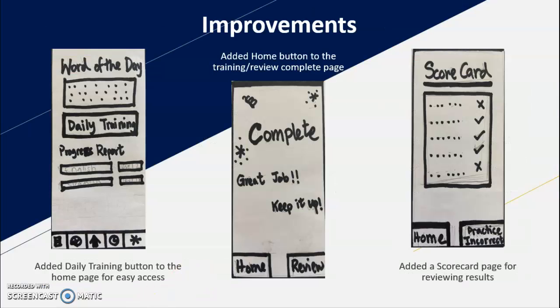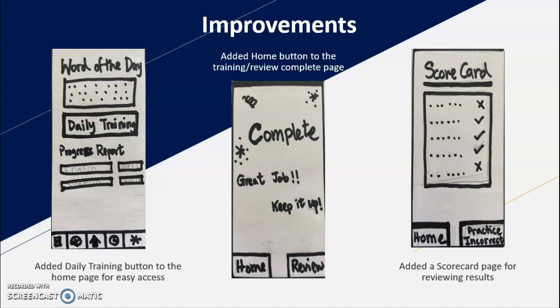So based on the results from the usability testing, I made some improvements. The first one being adding a daily training button straight on the home page. Since this is, I think, one of the main features of the app, having it on the home page and quickly accessible would be a good thing for this app.